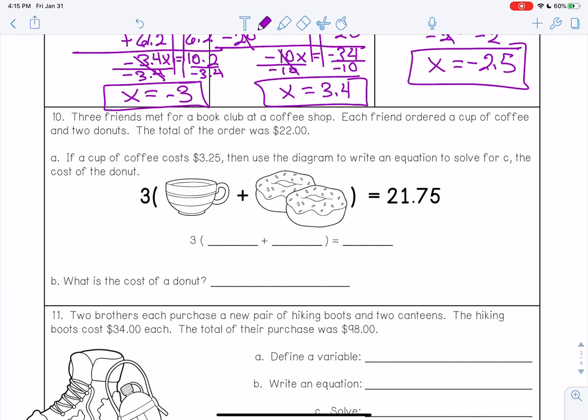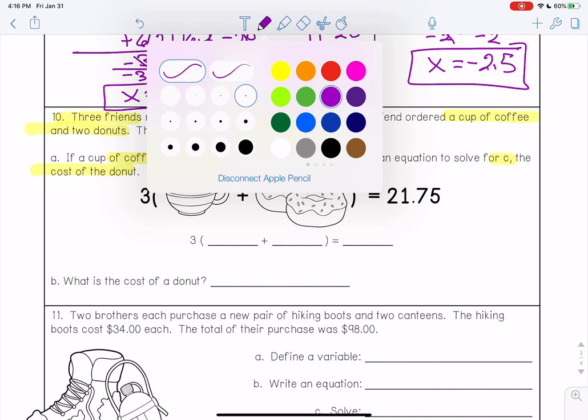Okay, so let's go ahead and get our highlighters. 3 friends, okay, each friend ordered a cup of coffee, so that's 1 cup of coffee and 2 donuts. The total was $22. If a cup of coffee costs $3.25, write an equation where C is the cost of the donut. Okay, let's try a different color.